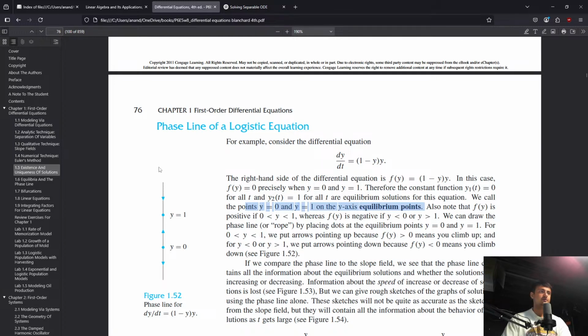Okay, so we're just trying to generate this picture. We also note that f of y is positive if y is between 0 and 1. That's because we're going to have, like, 0.5 times 0.5, which is greater than 0. So the slope is positive, and it's negative otherwise. Then we can draw the phase line, or the rope, by placing dots at the equilibrium points. For the area where it's positive, we put an arrow up because the slope is positive. And for y less than 0 or y greater than 1, we put arrows pointing down because f of y is less than 0.